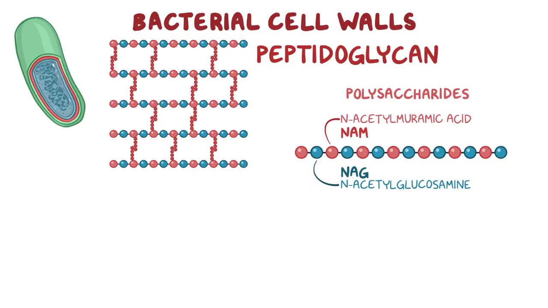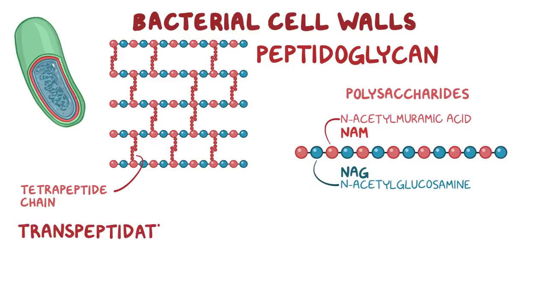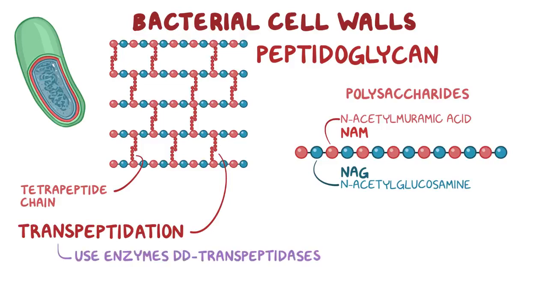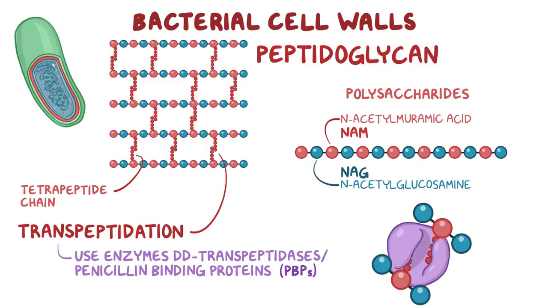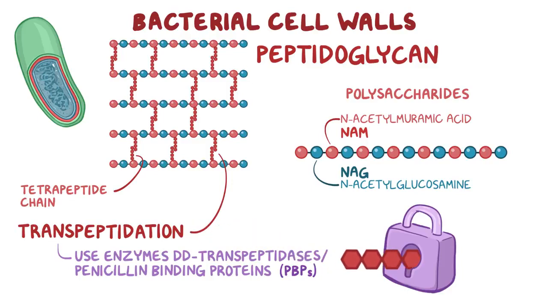At the tips of and protruding from the NAM subunits are tetrapeptide and pentapeptide chains. These peptide chains can link to other peptide chains from the neighboring strands through a process known as transpeptidation. This is carried out by an enzyme called DD transpeptidase, or penicillin binding proteins, or PBPs. Now, these enzymes are like locks, and there are specific binding areas for the pentapeptide keys to fit into. Once the key goes in the lock, the PBP enzymes fuse them together, creating a stable link between the two aminopolysaccharide strands, and strengthening the cell wall.